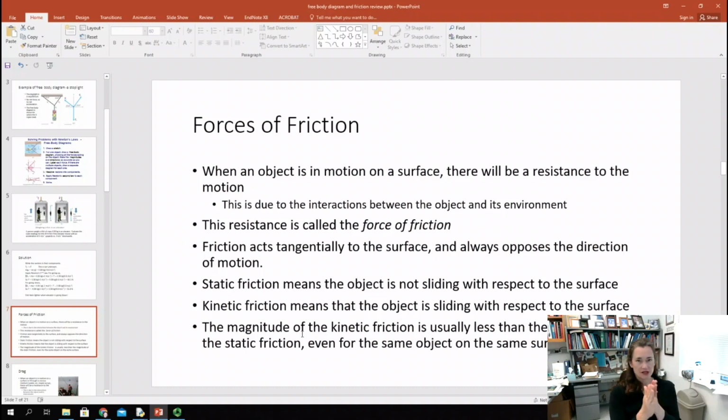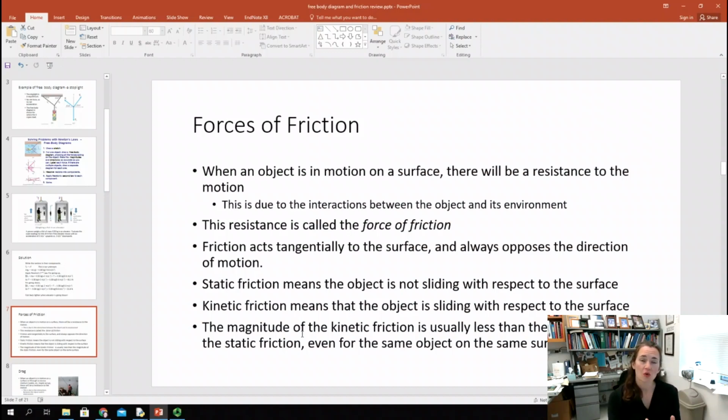Friction always acts tangentially to the surface, okay? So for example, if I'm trying to rub my hands together, I'm going to get a resistive force. And for example, if I'm shoving this hand upwards, the force of friction would act downwards, okay? But it's tangent to my hand, which is the other surface, right? Along the direction of the surface. So friction acts tangentially to the surface, and it always opposes the direction of motion. So that's how you know what direction to draw your arrows in that free body diagram.